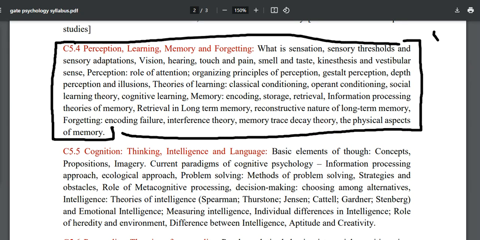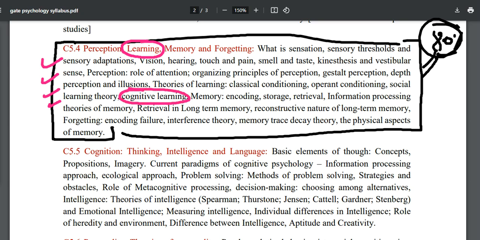We can say there is an 80% chance that the paper will again come from here only. This is a very important topic, a very important unit, because it consists of learning. So obviously every learning aspect will come: Pavlov, Thorndike, Skinner, conditional learning, sorry, observational learning, everything.